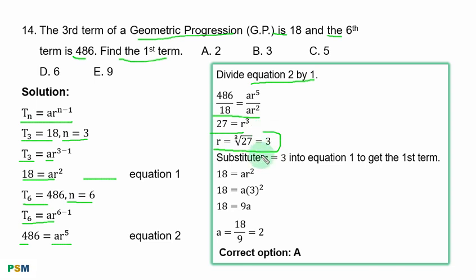To get a, you have to substitute r equal to 3 into any of the equations. I'm using equation 1. This is equation 1. You replace r with 3, then you square it. You have 18 equal to 9a. Divide both sides by 9 to get a. a is equal to 2. The correct option is A.